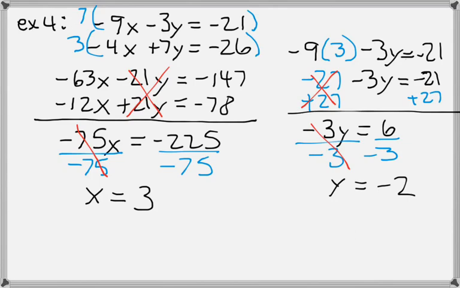Step 5 is complete. We just have to write our final answer in xy format. So the x value was 3, the y value was negative 2. And we have the solution to this system. I hope these examples helped you understand how to solve a system of linear equations using elimination.